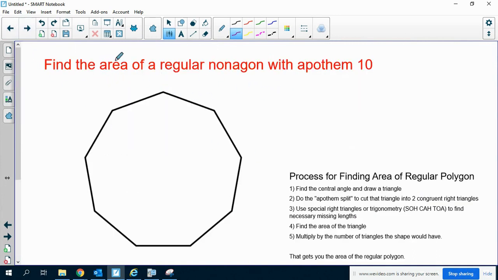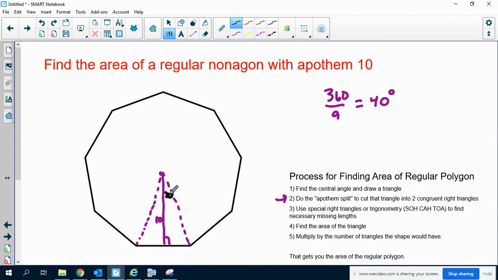Let's do 2 more examples real quick. Find the area of a regular nonagon with apothem 10. So, central angle of a nonagon. Central angle is 360 divided by the number of sides. A nonagon has 9 sides. So 360 divided by 9 is 40 degrees. Then I do the apothem split. 40 divided by 2 gets me a 20-degree angle.